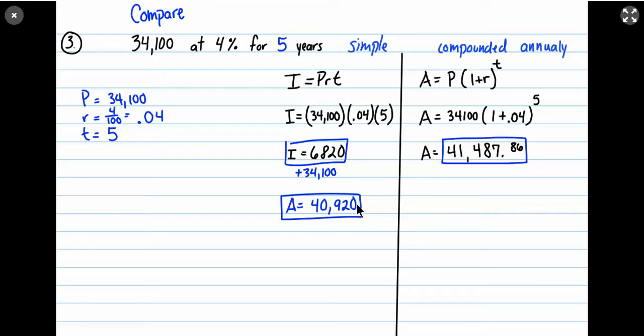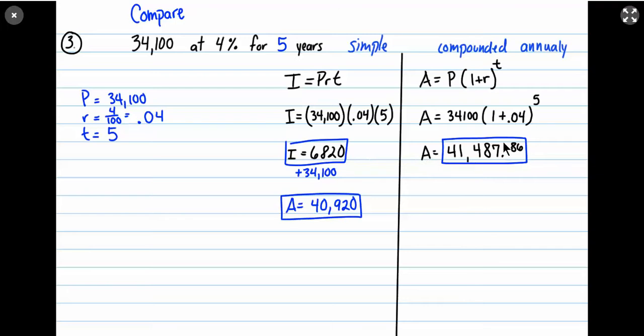So my question could be, if you were going to choose, which kind of financing would you rather have? Would you rather pay compounded and pay 41,000? Or would you rather have simple and pay 40,000? So if you're the one that's borrowing, you'd want to pay less money back, so you'd want this one here. But what if this is investing? If you want to invest money, you want to earn more, then you would go with compounded. So I can compare A to A, but I can't compare A to I.